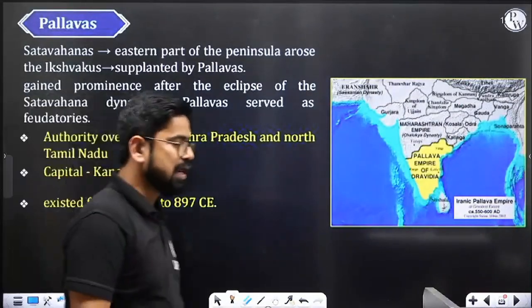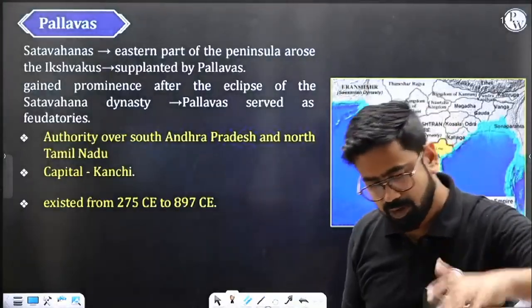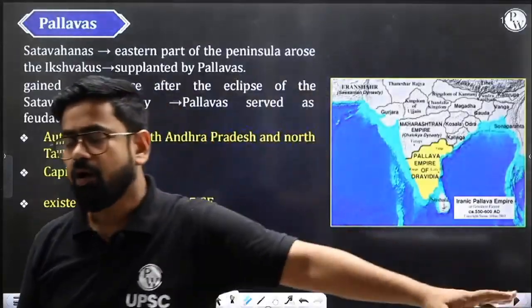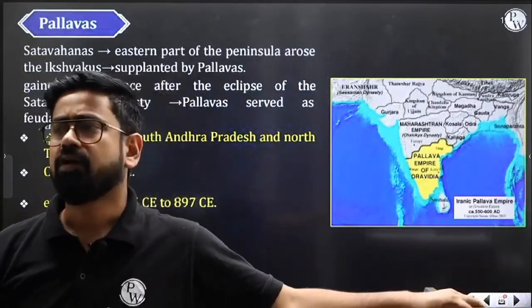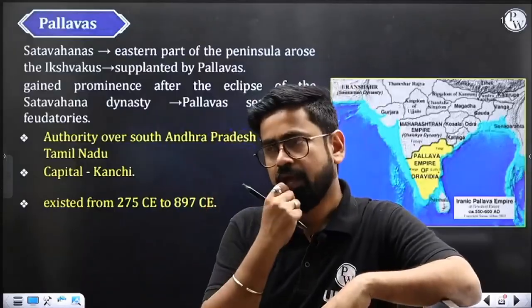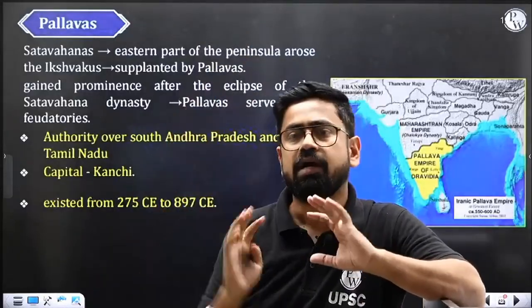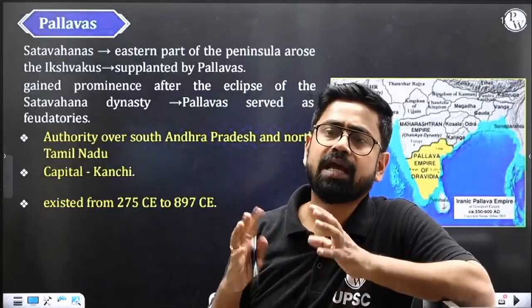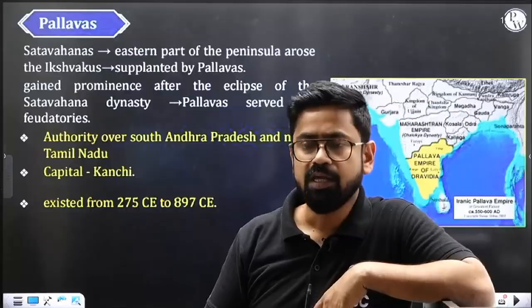Now there are multiple origin theories of the Pallavas: who are they, and where have they come from? One belief is that they are descendants of the Western Kshatrapas: the Sakas came, then the Western Kshatrapas, then Pallavas. Second, it is believed that they were robbers and thieves, and somehow they acquired some kingdom and became very powerful.